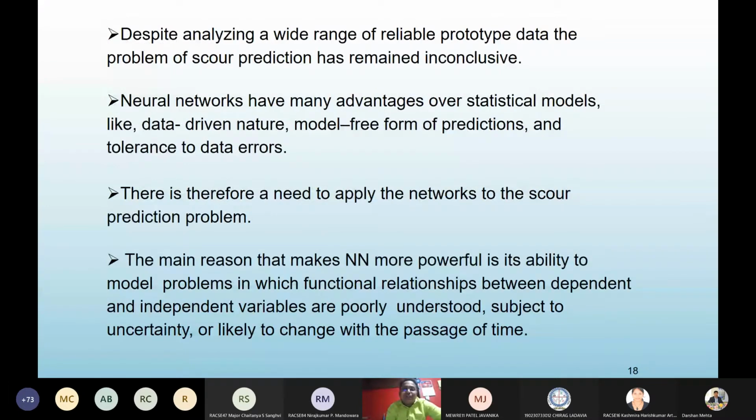I have also collected some prototype observations, from 93 dams all over the world, where data is available for only depth of scour, discharge intensity and head, only three. There is no rock mass data or rock quality designation data. So whenever the problem is poorly defined, neural networks take advantage. This is the advantage: data-driven nature, model free from any assumptions, and error tolerance. So I have used neural networks for some problems.